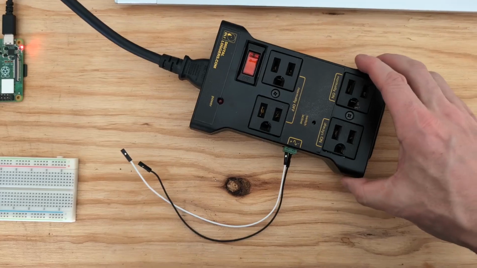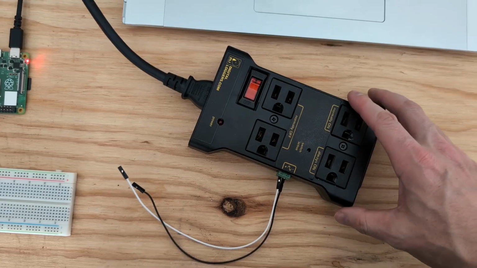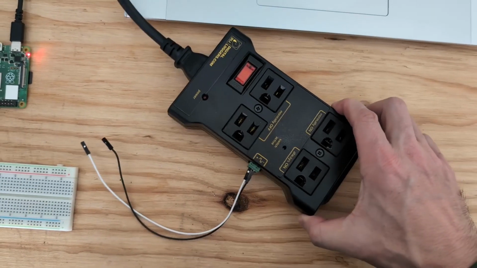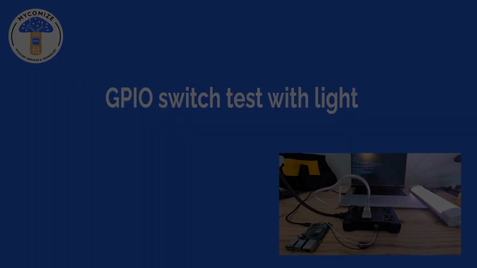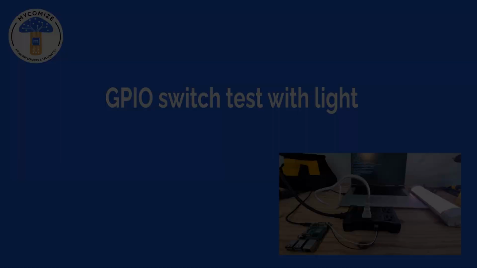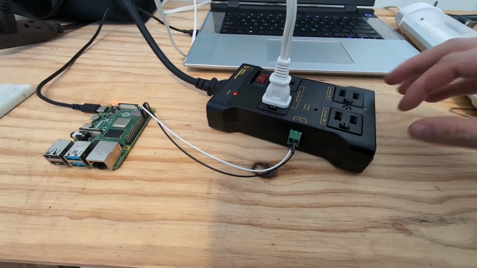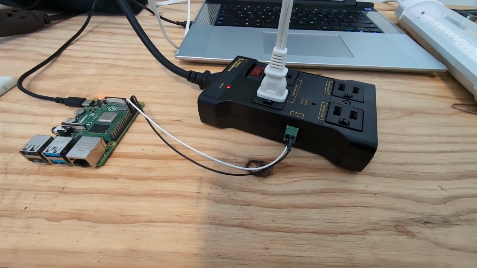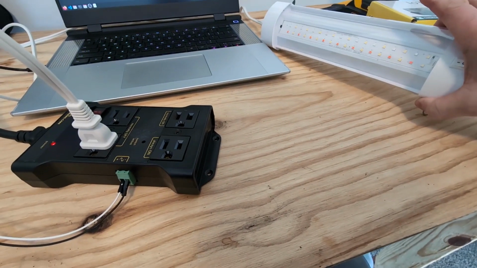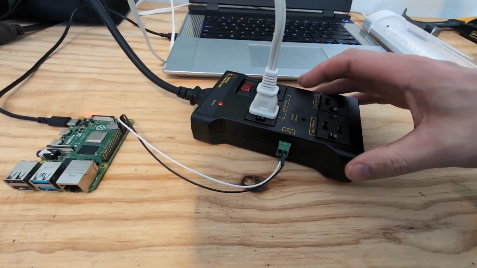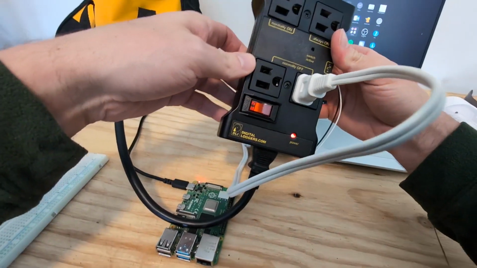So the next step is to hook this up to the Raspberry Pi and a power supply itself. So I've got another example device or test device. It's this light strip over here. So this is an LED light strip that's connected currently to the normally off socket there.